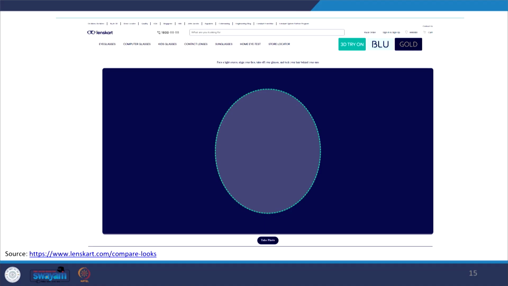Now, one example of this AR VR mechanism which is being used by retailers to offer a fantastic sales experience is Lenskart. So if you log into their website, you can see a tab which is all about 3D try on.